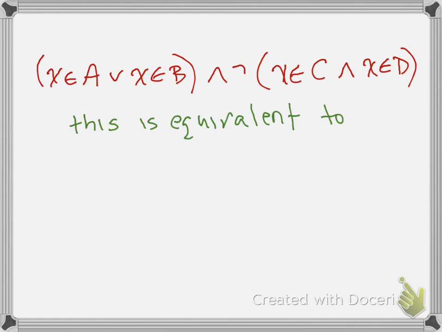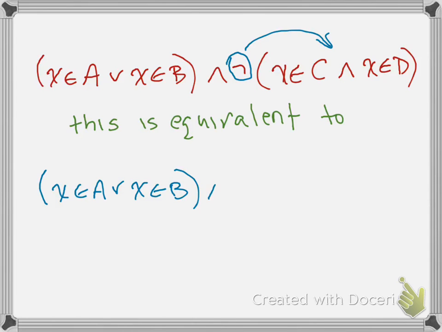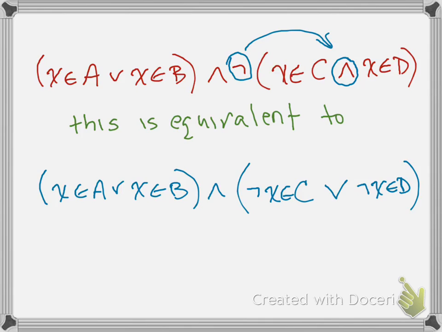Now here I just wanted to point out that if we wanted to, we could take this one step further and incorporate this not into the parentheses. This is using De Morgan's law. So the part on the left stays the same. And if we want to incorporate that not inside, we have not X is an element of C. We have not X is an element of D. And then with De Morgan's law, an and becomes an or. So when you distribute the not inside, an and becomes an or.